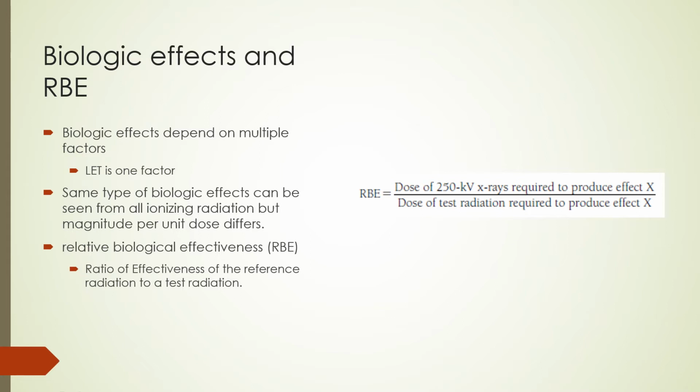We can evaluate the effectiveness of different types and energies of radiation and their associated LETs by comparing the biological response of each type of test radiation with the same response from a reference radiation, typically 250 keV X-rays. The ratio of a dose of 250 keV X-rays that produces a response to the dose of a test radiation that produces the same response is called the relative biological effectiveness, RBE.